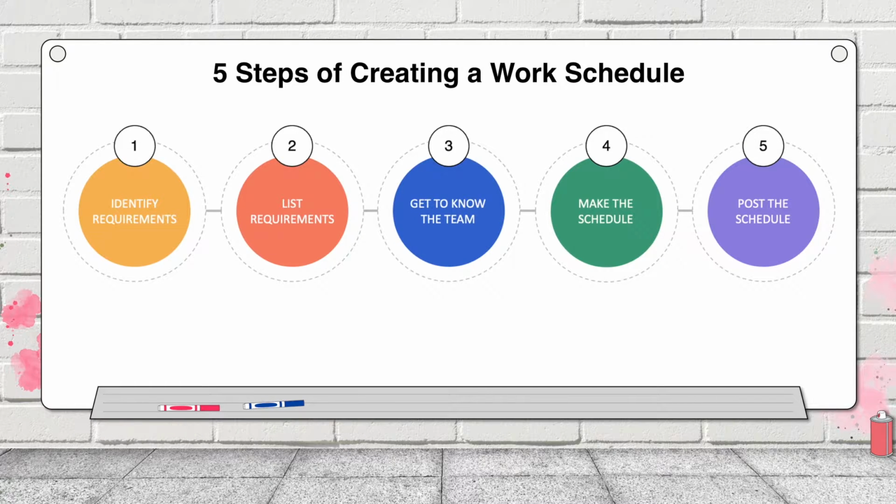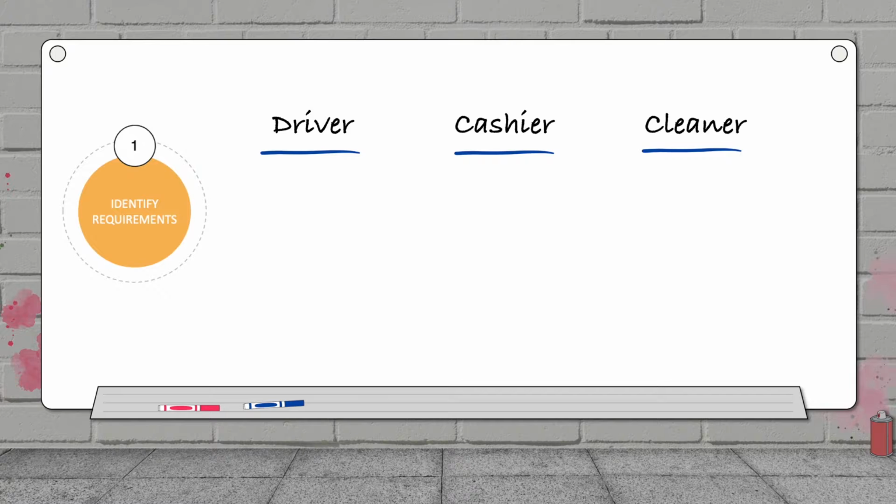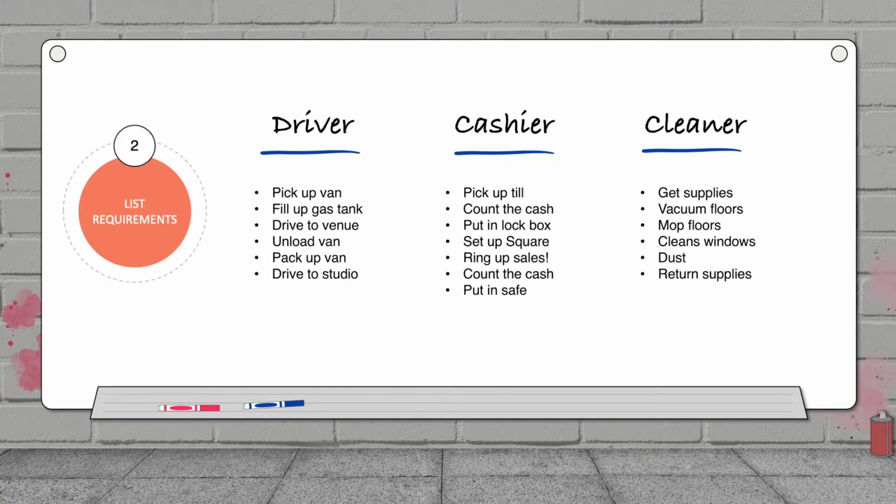Introducing the 5 steps to creating a work schedule. Following these steps will help you create a great schedule for you and your employees. The first step in creating a work schedule is identifying the shift requirements. List these out. The second step is listing the requirements for each shift. Think about what needs to get done during that shift. For example, take out the trash at the end of a shift. Take the time to list these out.